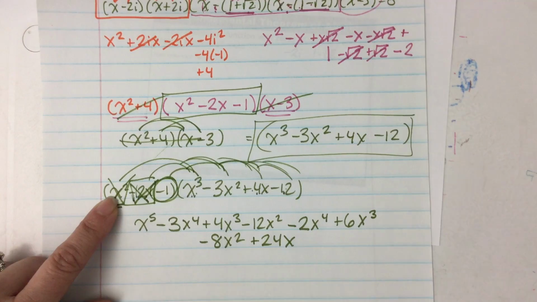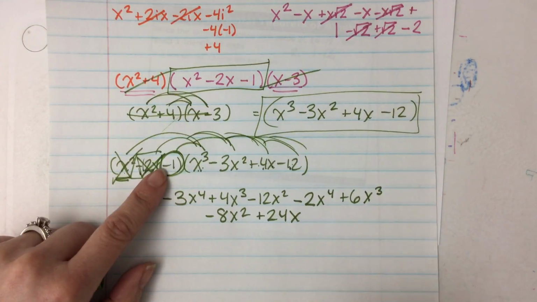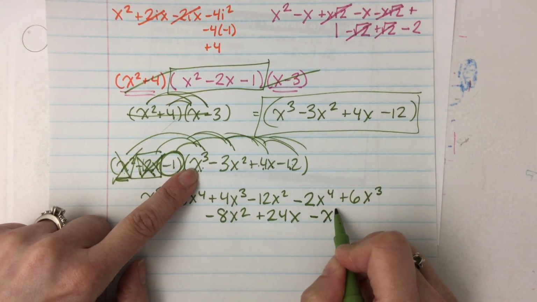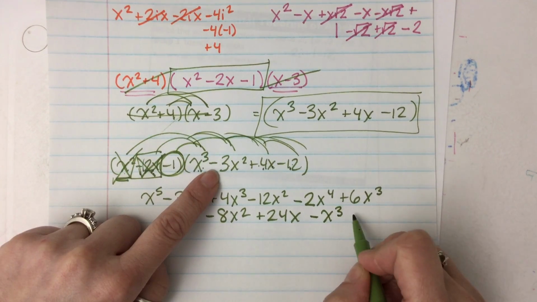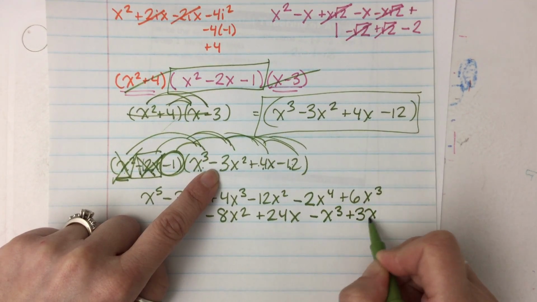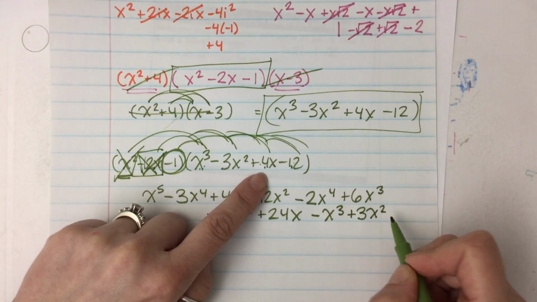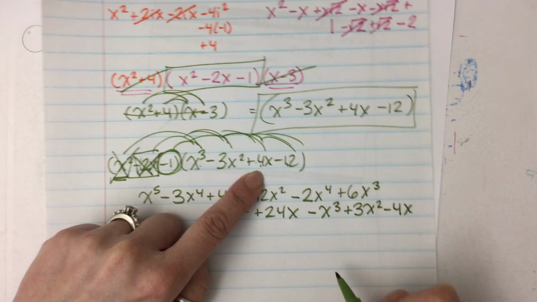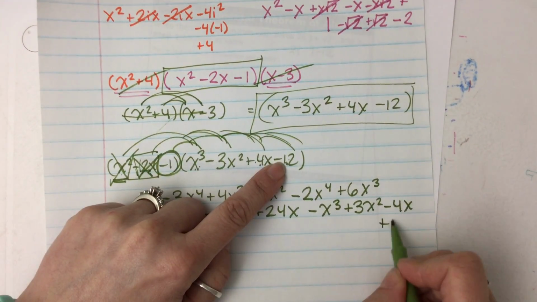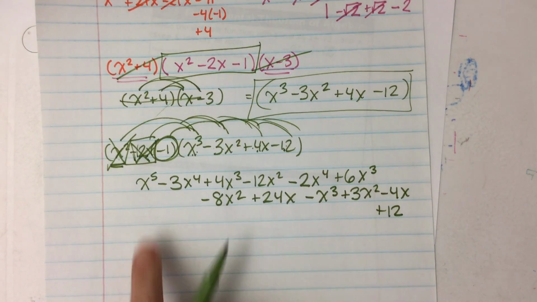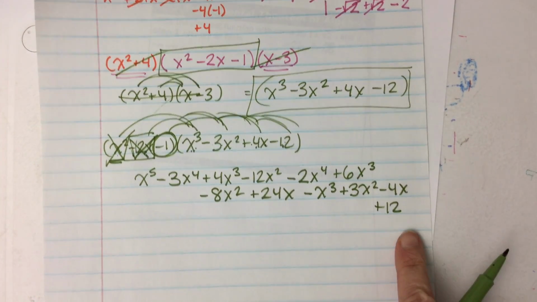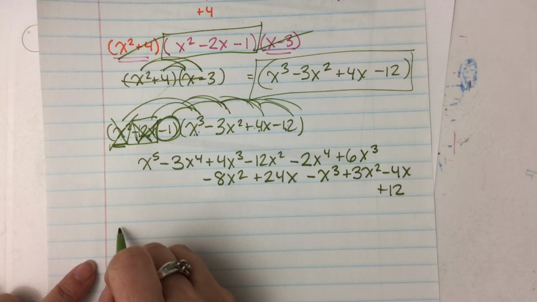Now I multiply every term by negative 1. Negative 1 times x cubed is negative x cubed. Negative times a negative is a positive 3x squared. Negative 1 times 4x is negative 4x. Negative times a negative makes it a positive 12. So we have all of these terms that are going to be combined to get our final answer.